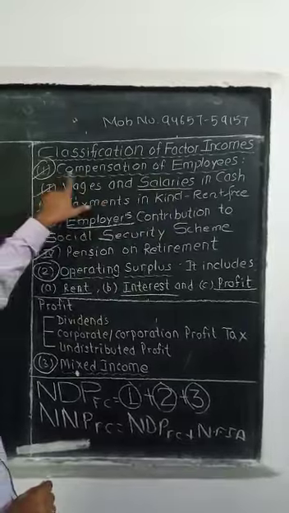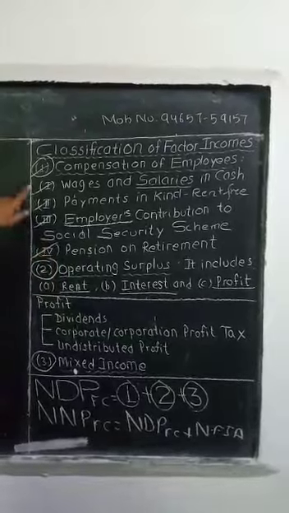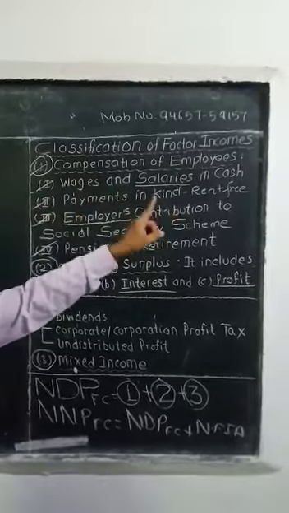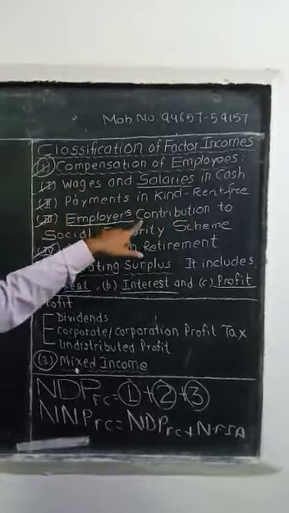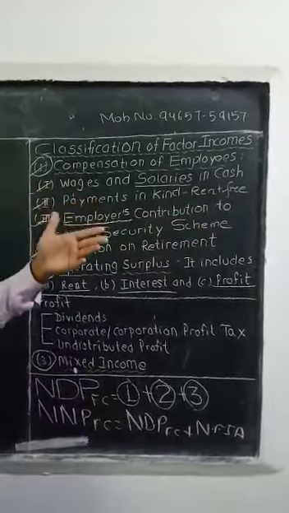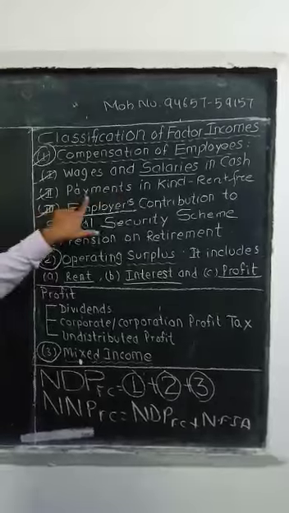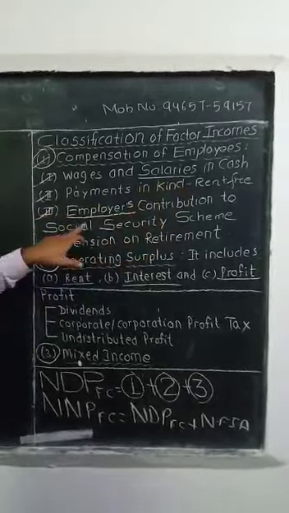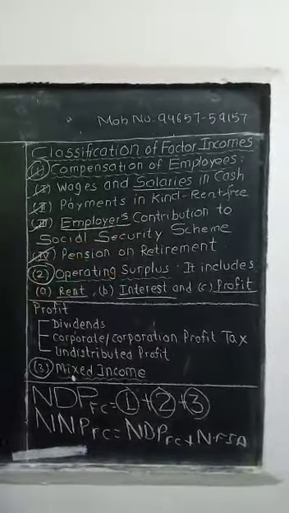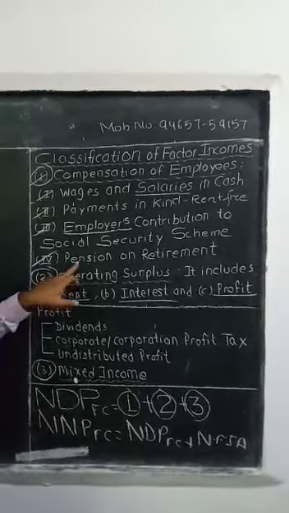Here you can see, students, a very short revision: I have written the classification of factor incomes, that is, compensation of employees. When employees get something after giving their services, it falls under 4 heads. First is wages and salaries in cash. Second is payments in kind, let's say rent-free accommodation, or any travel allowance, DA, and any kinds of perks, the perquisites and allowances they get. Third is the employer's contribution to social security schemes, only the employer's contribution, not the employee's contribution.